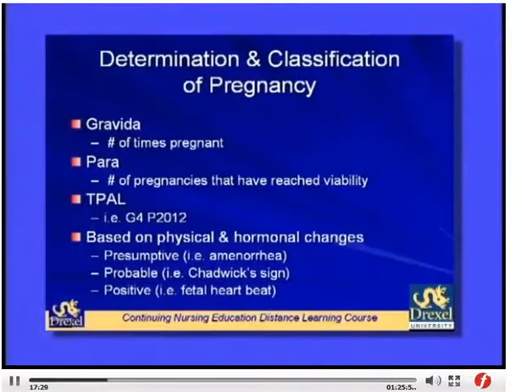What I'd like to get into now is basically the determination and classification of pregnancy.